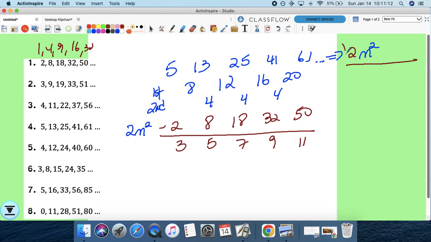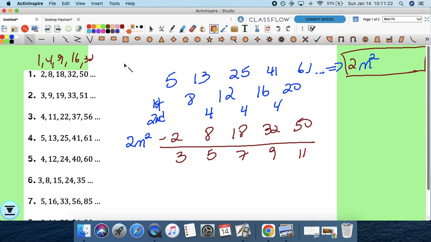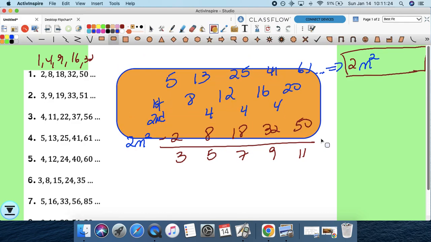Part of my answer. So here's my answer. Now think about this. If I gave you 3, 5, 7, 9, let me just even do this. Hope it works.